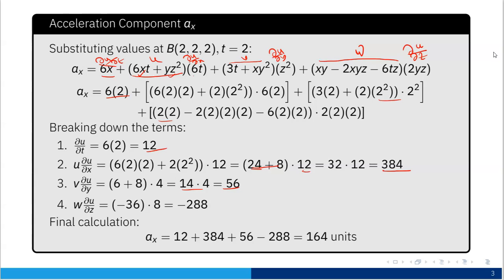Next, ∂u/∂z times w here, so this term gives minus 36, and ∂u/∂z is 2yz, so that will give 8. So if we multiply minus 36 by 8, that will be minus 288. Now if I add all together, ax is 12 plus 384 plus 56 minus 288, so that will give 164 units. So we got the acceleration component ax.